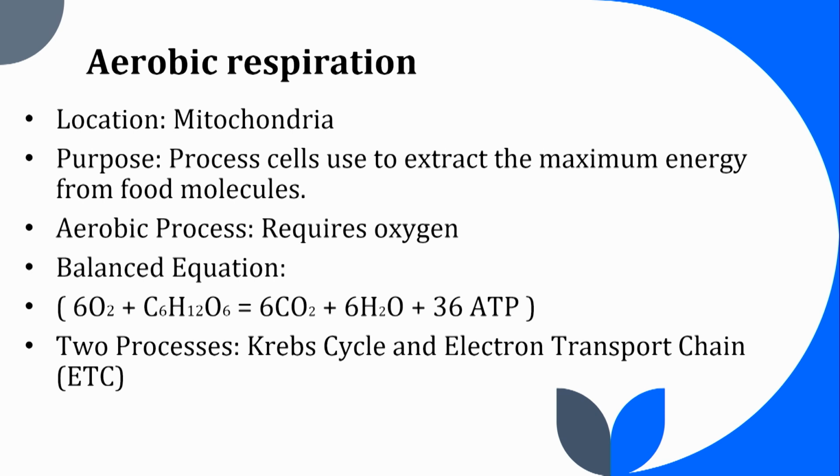So, aerobic respiration. This is after we've done the glycolysis. We're moving into the mitochondria. That's where most of the ATP is made. The purpose here is that this is the process that cells use to extract the maximum energy from food molecules. Okay, we need oxygen to do this, and here is the balanced equation. Again, it's oxygen plus glucose yields carbon dioxide and water and ATP. Okay, two processes are happening here, the Krebs cycle and the electron transport chain, the ETC.